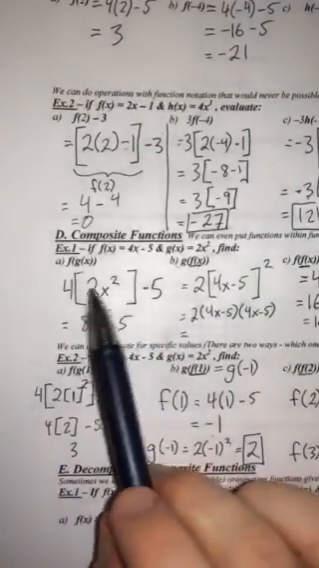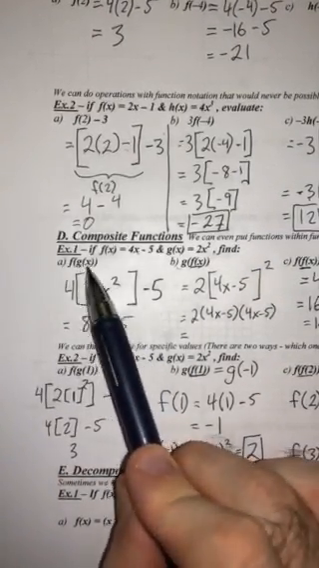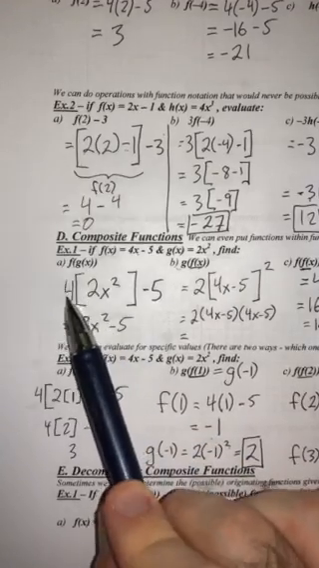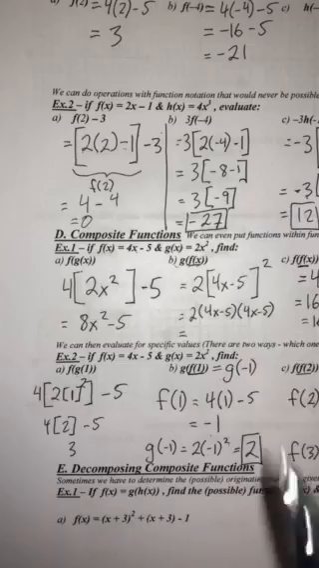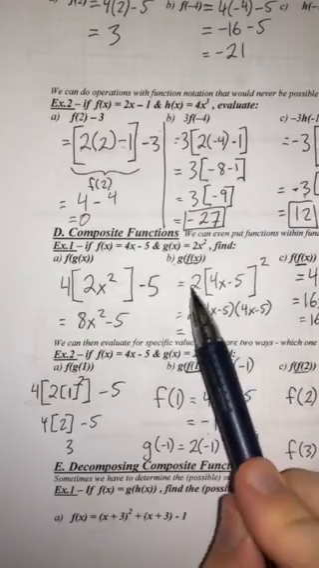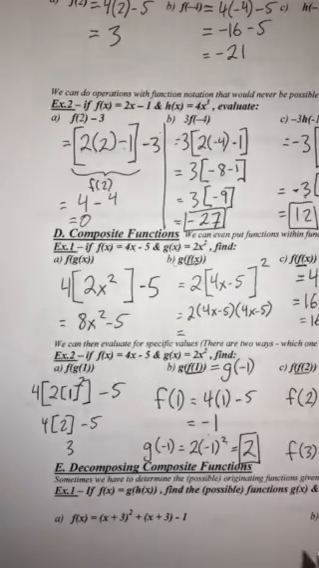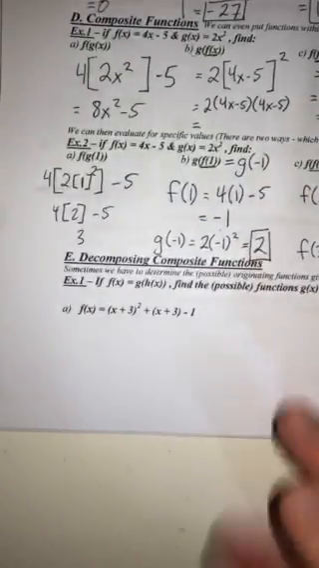So for instance, we're looking back here. If I wrote it like this, here's the inner function 2x squared, that's the g of x. The outer one is 4 times x minus 5. Or here, this bracket, this is the inner function. The outer function is 2 times x squared. So I'm going to do that here and evaluate this.